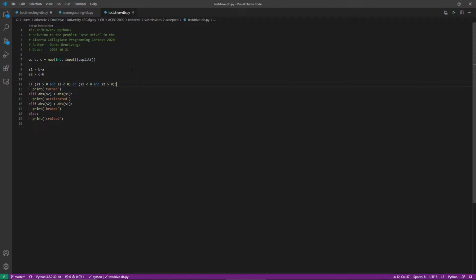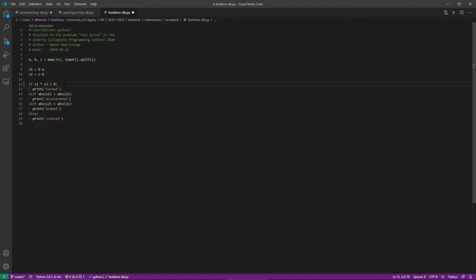So first, we want to check did the direction change? So did it go from positive to negative or negative to positive? So this already is actually more complicated than it needs to be, because what we're doing here, we want to check if one is positive and the other is negative, but we could just do that by checking if the product is negative. So that's just an easier way to do the same thing. So if the product is negative, so if we're going in a different direction, then we've turned.